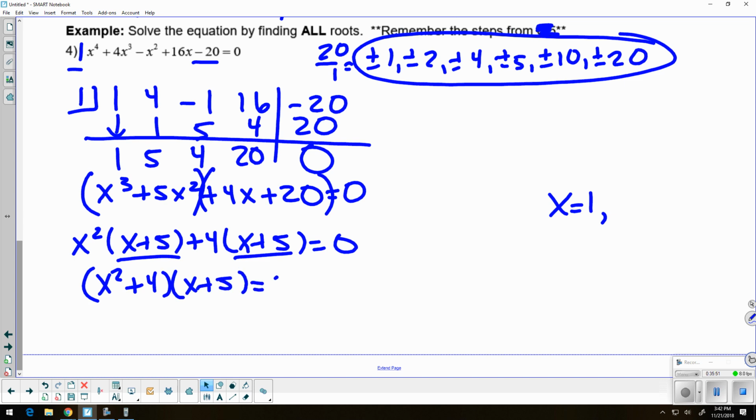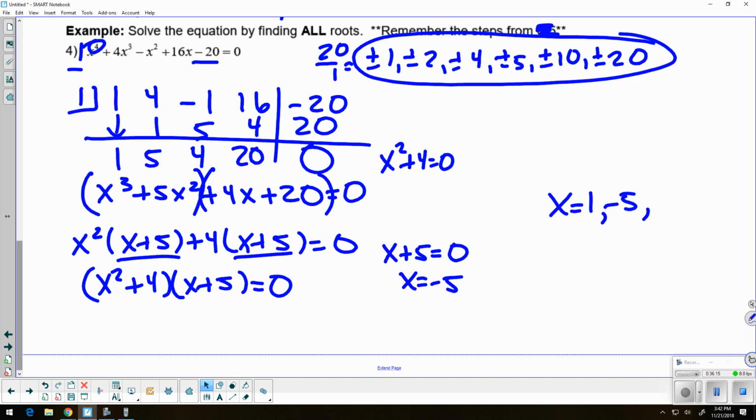Okay, so now we have to solve for our remaining zeros. And again, keep in mind, the degree tells us how many answers we should have. We should have 4. We have 1 so far. Positive 1 came from the calculator. But now solving each of these, set x squared plus 4 equal to 0, and set x plus 5 equal to 0. So now just subtracting 5, that's easy enough, negative 5.